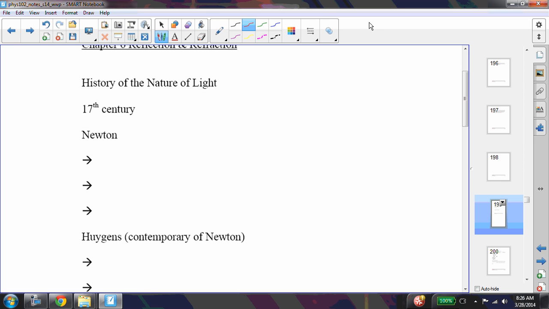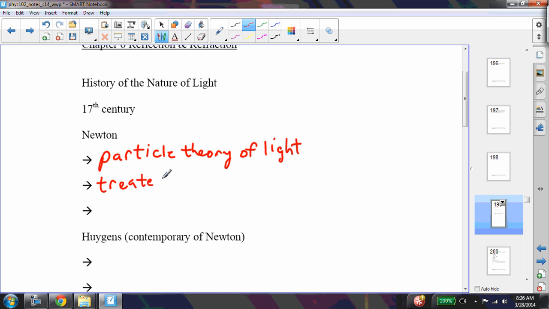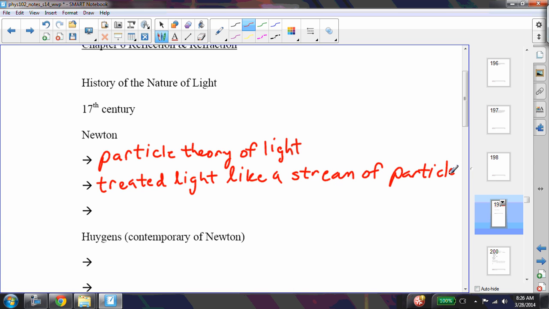In the 17th century, Newton had an idea that light was a particle, and so he had this particle theory of light. Newton actually did a lot of work with light, and this particle theory was based on the idea of reflection. He treated light like a stream of particles. He called these corpuscles. And the reason he did this is because he observed it in the law of reflection.